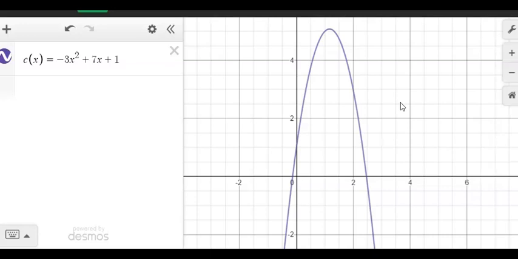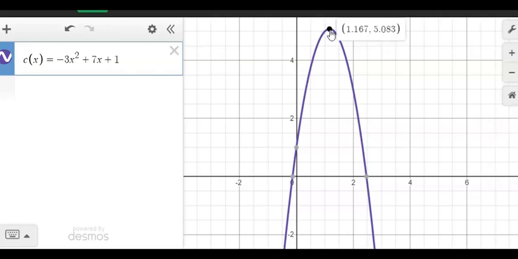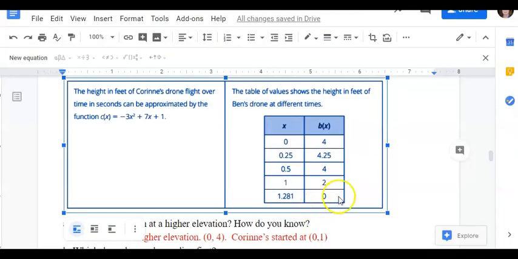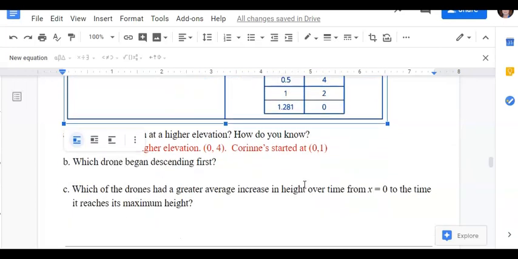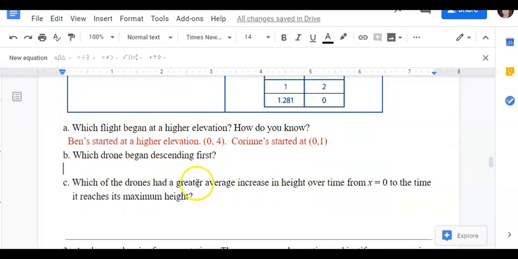So let's take a look at hers. If you click on this point at the top, it's going to show you her vertex, and you can highlight it. It looks like that's 1.167 seconds. So hers starts to descend when she gets to 1.167 seconds. Ben started to descend at 0.25 seconds, so it looks like Ben's is descending first.